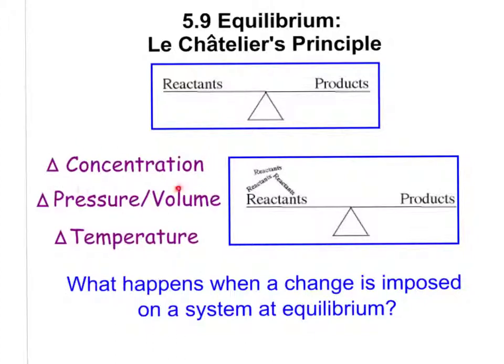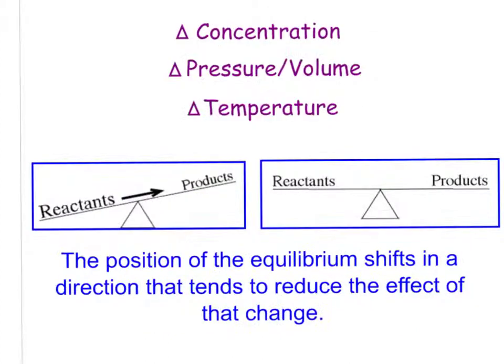We could change the concentration of different reactants or products. We could change the pressure or volume. We could change the temperature. Here, just representing a system at equilibrium, we have reactants, we have products. We have the rate of the forward reaction equal to the rate of the reverse reaction. What happens if we add a bunch more reactants, change the concentration of something? What happens to our equilibrium? What happens if we change these other parameters?